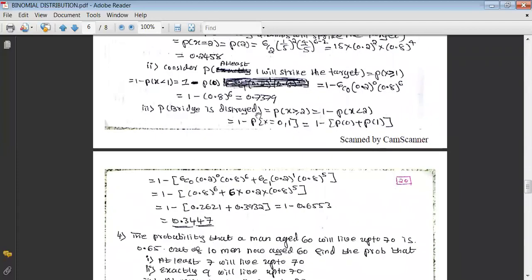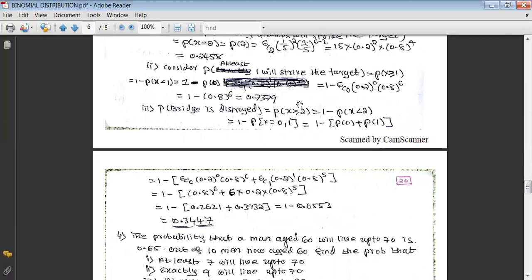According to the given information, 2 bomb hits are enough to destroy the bridge. That means a minimum of 2 bombs should hit the bridge, and only then is the bridge going to be destroyed. If more than 2 hit, then also the bridge is going to be destroyed. So at least 2 means 2 or more. That is the probability that the number of hits must be 2 or more.